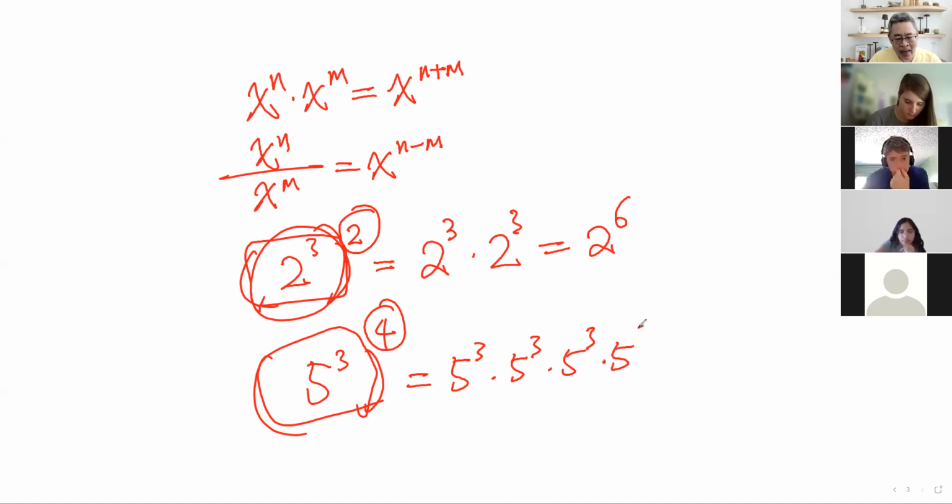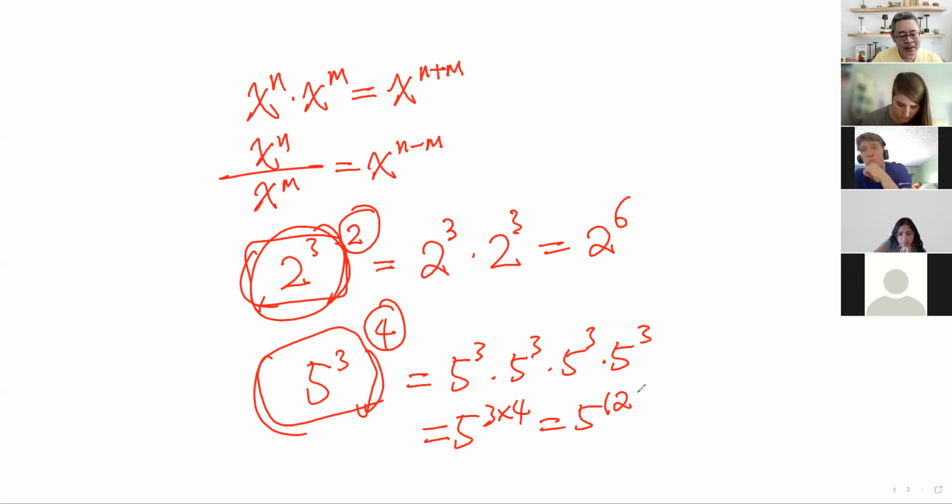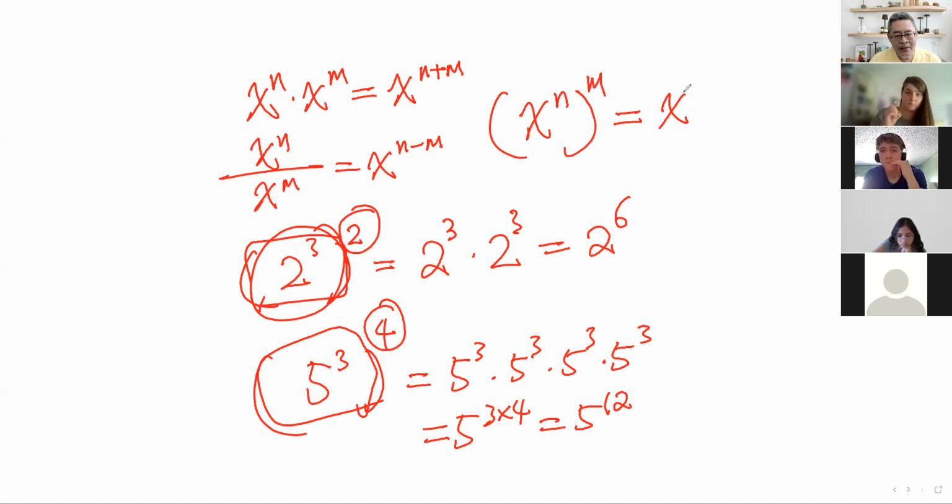Now we're going to add all of them together. We got 4 threes, so 3 times 4 is 5 to the 12th. Good? Okay. So that's why when you have parentheses, it becomes multiplication. So we got x to the n, in parentheses, to the m, equal to x to the n times m. Yep. We good?